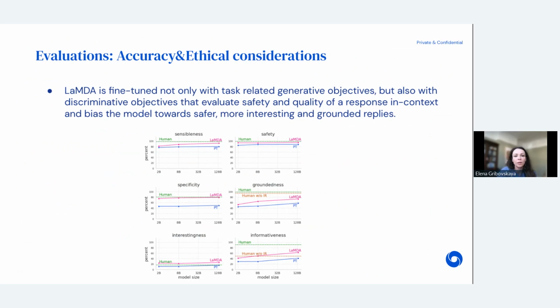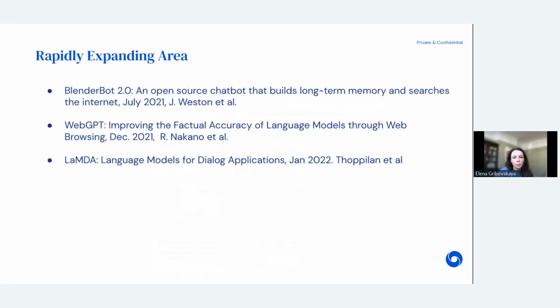So the internet augmented models is a rapidly expanding area. It started last July with the BlenderBot 2.0 paper, and then there was WebGPT published by OpenAI in December 2021, and Google LaMDA released the paper in January.